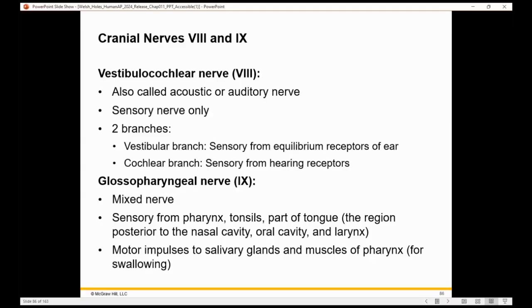The glossopharyngeal nerve, number 9. This is a mixed nerve. It's sensory from the pharynx, tonsils, and part of the tongue, which is the region posterior to the nasal cavity, oral cavity, and larynx. Also, there are motor impulses to salivary glands and muscles of the pharynx for swallowing.